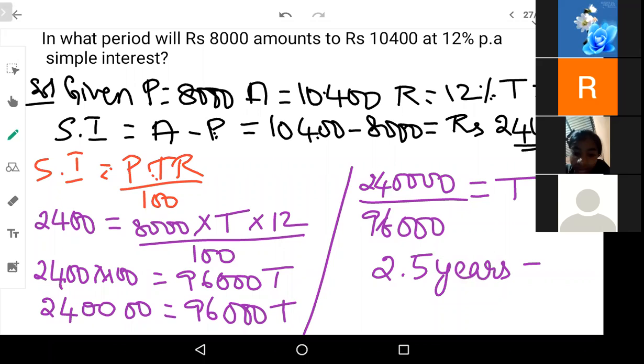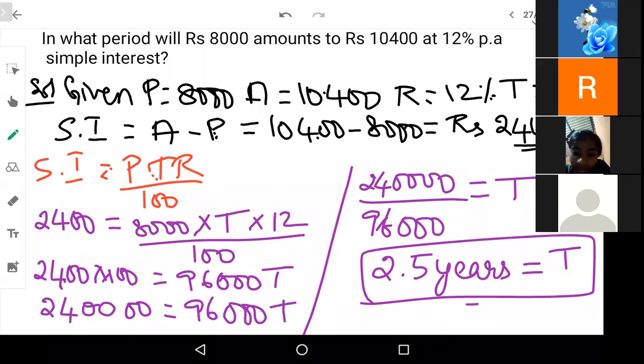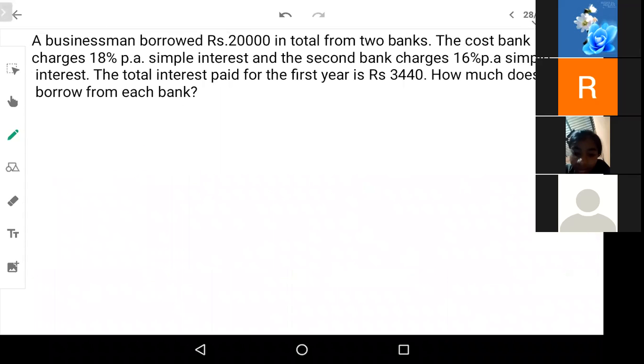How did you get 25 years? Be careful with the zeros. Be careful with the multiplication and division. You should get 2.5 years. Now, did you all get 2.5 years? Good. Understood, right? Can we go to the next question?